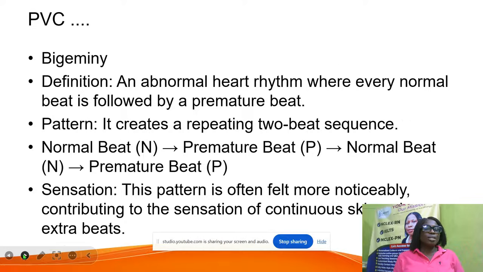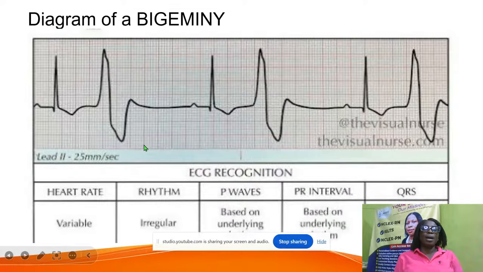Okay, so let's go to the diagram. This is bigeminy. Have you seen one PQRS, then this is PVC. You see this thing that drops, just like the way atria dropped. This is PVC. This is PVC. This is PVC. And you can see it occurring after every one normal QRS.